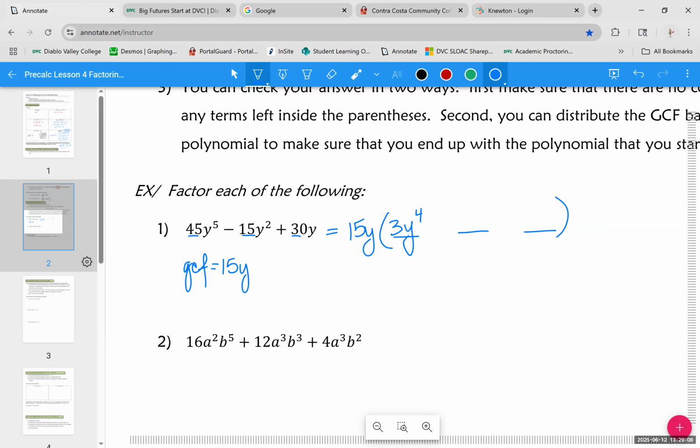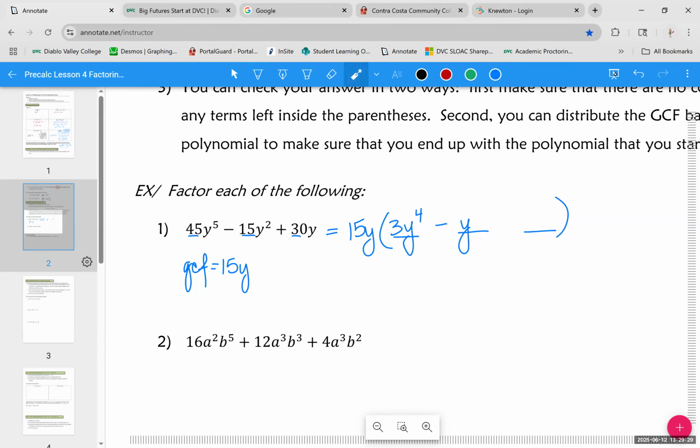Okay, so continue along that same pattern. What do I multiply by 15 to get negative 15? Well, that would be -1. You don't have to write the 1. You could instead just write negative. It's up to you. And then what do I multiply by the y to get y squared? I need 1 more y.